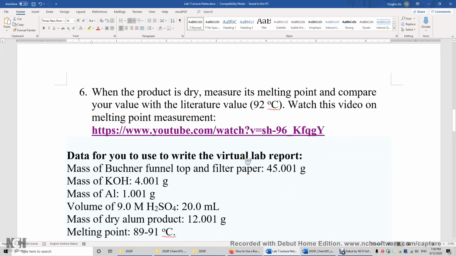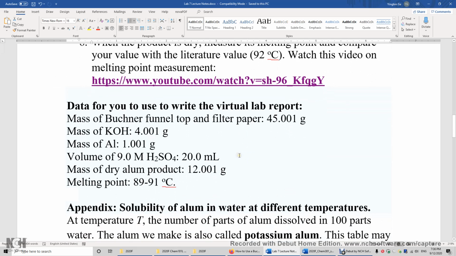Now I'm going to give you the data for you to write the lab report. You got the mass of Buchner funnel top and filter paper. Actually, you don't need to use this number in your calculation. It's here to remind you to always consider weighing the funnel top and filter paper before the filtration of the product.